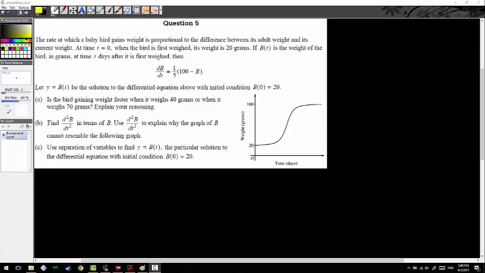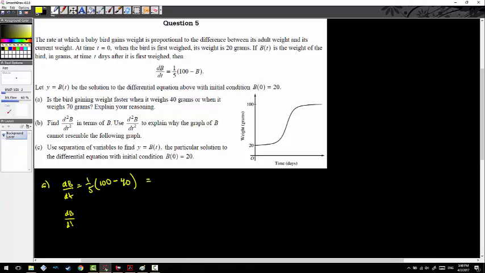Okay, so part A, it says, is the bird gaining weight faster when it weighs 40 grams or when it weighs 70 grams? Explain your reasoning. Okay, well, let's go ahead and find out exactly what's happening here. Part A, well, remember, dB over dt is the rate at which that bird gains weight. And so I want to know if the bird is gaining weight faster, or if dB dt is bigger, when the bird weighs 40 grams. All right, I want to find out what that number is.